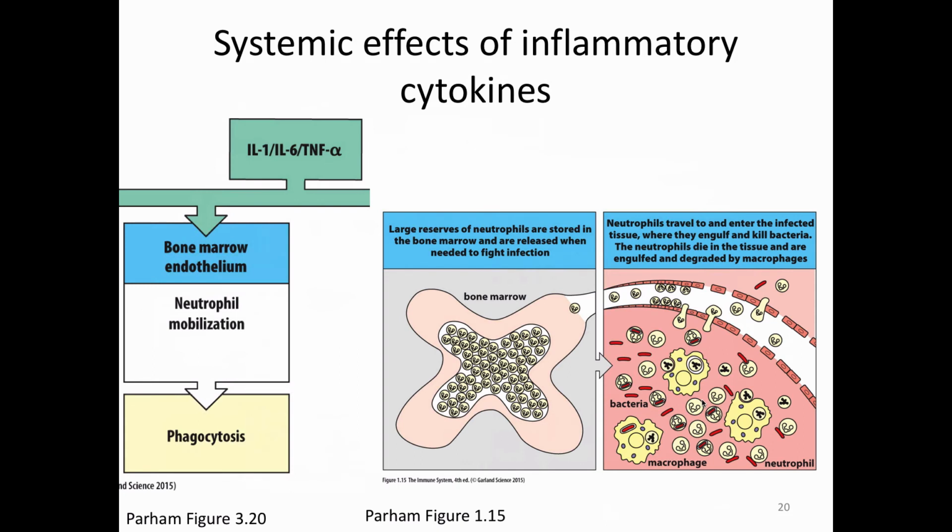These inflammatory cytokines can also act in the bone marrow. I mentioned when we talked about cells of the immune system that you have a huge store of neutrophils in your bone marrow. When inflammation occurs, inflammatory cytokines can act on the bone marrow to lead to release of more of those neutrophils. So again, we have more cells present in order to perform phagocytosis. So we're going to sort of call in the cavalry, we can imagine.